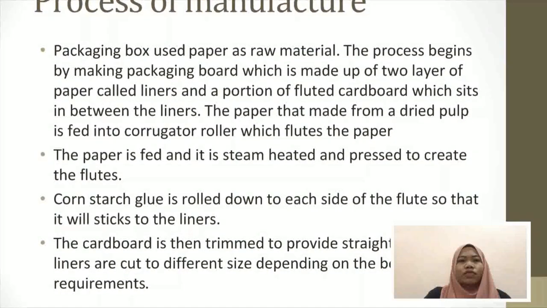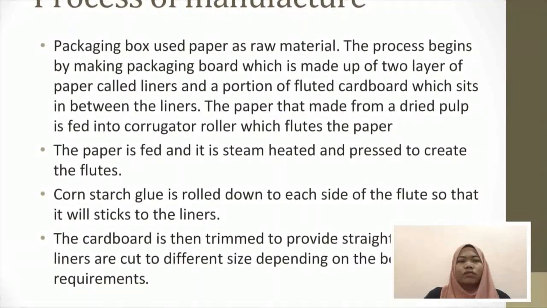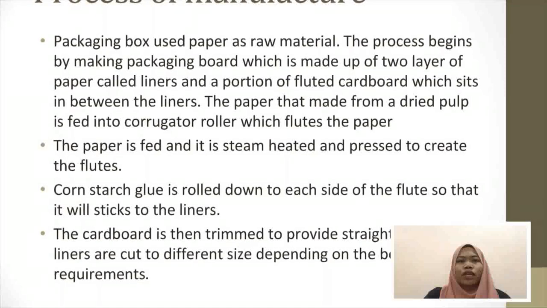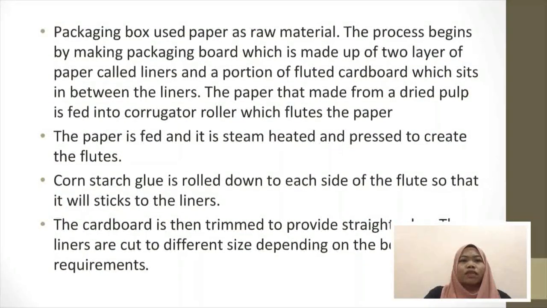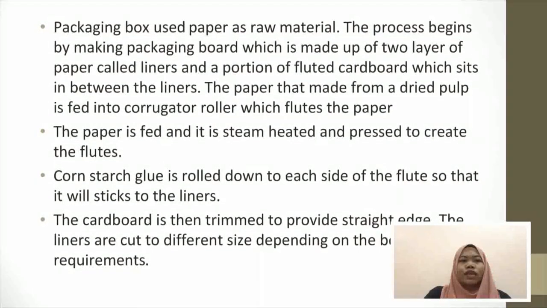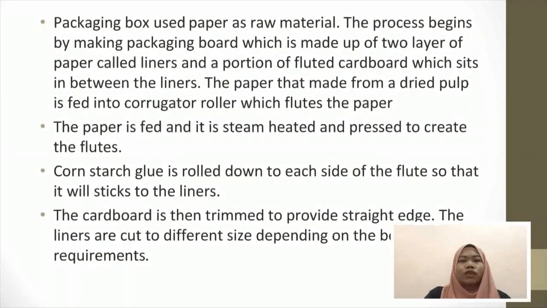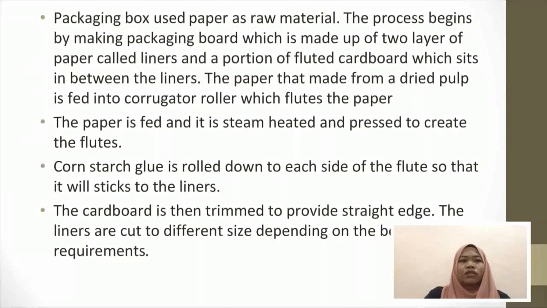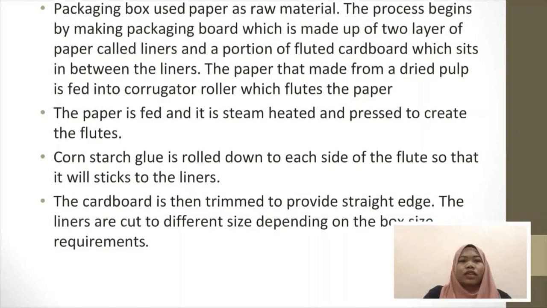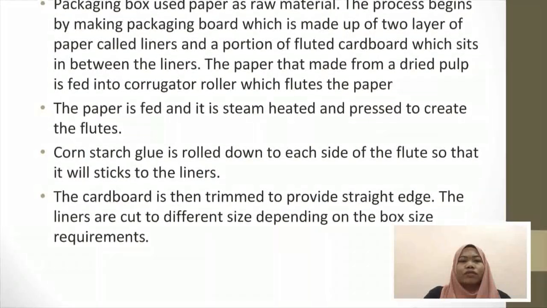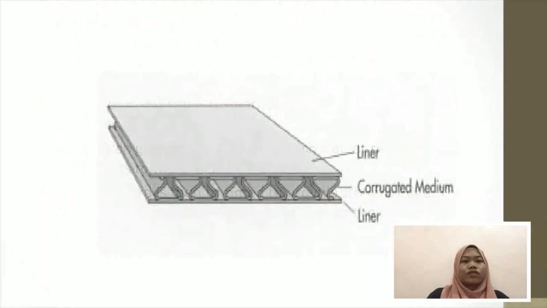For a cheaper box, less fluting is required, which can help to reduce the amount of material used and lower the carbon emission. In the corrugator machine, the paper is fed, steam heated and pressed to create the flutes. At the same time, cornstarch glue is rolled onto each side of the flute so it will stick to the liners. The cardboard is then trimmed to provide a straight edge. The liners are cut to different sizes depending on the box size requirement. This figure shows the position of the box if it is cut in half. There are 2 layers of liners and a corrugated cardboard which sits in between the liners.